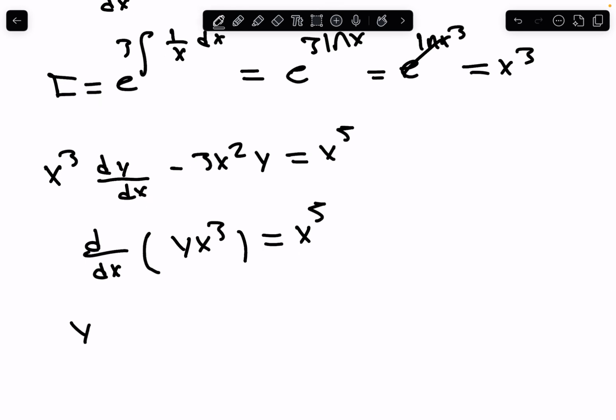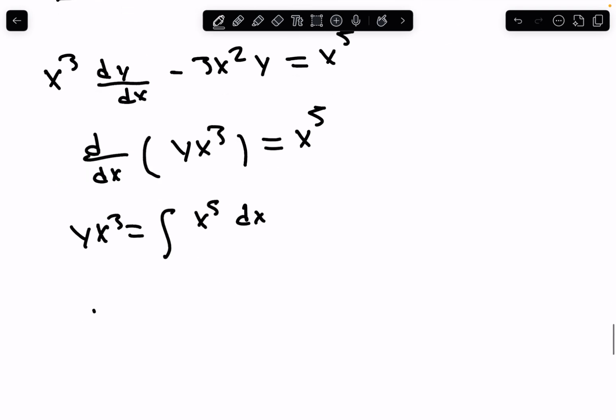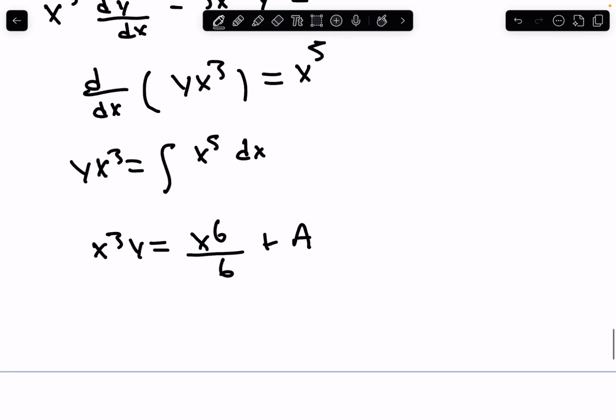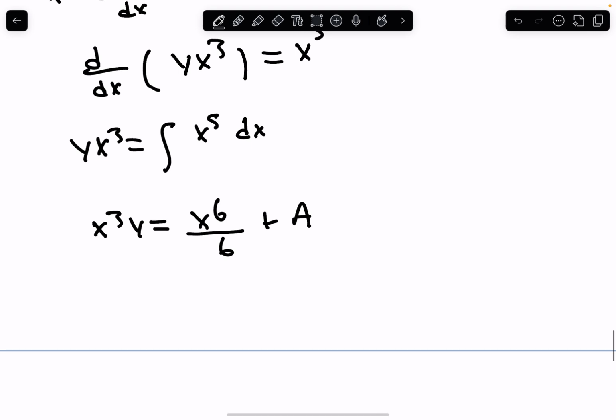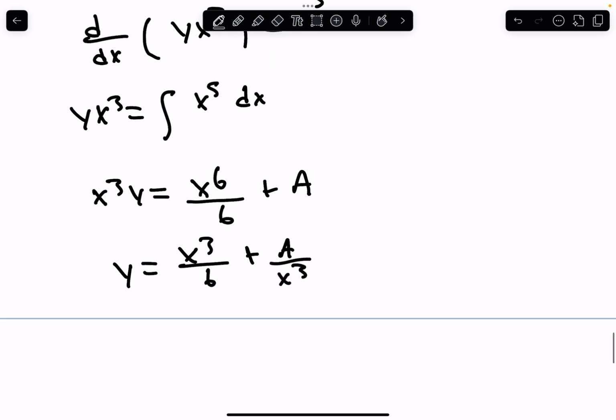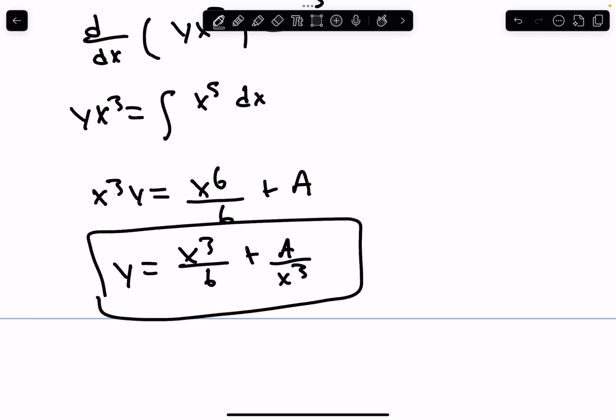Now we can write it as y x cubed equals the integral of x to the 5th dx. Well, that's simple. x cubed y equals x to the 6th over 6 plus a constant a. We're integrating. So if you wanted to isolate y, you divide through by x cubed. So it will be x cubed over 6 plus a over x cubed. And this is the solution to the differential equation.